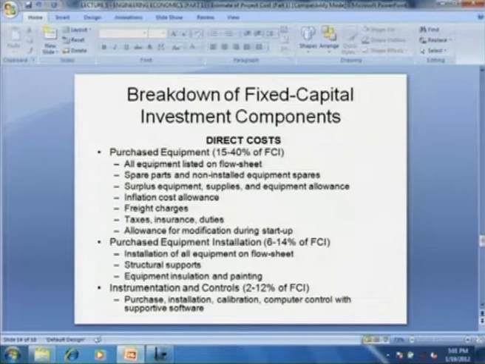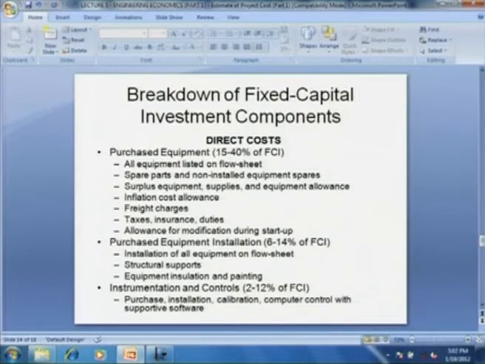So all equipment listed on the flow sheet, then spare parts and non-installed equipment spares, surplus equipment supplies, equipment allowance, then inflation cost allowance, freight charges, taxes, insurance and duties, allowance for modification during startup. These are all, let us say, subcomponents of the purchase equipment component. Then purchase equipment installation. This is typically 6 to 14% of fixed capital investment. This includes installation of all equipment on the flow sheet, then structural support, then equipment insulation and painting.